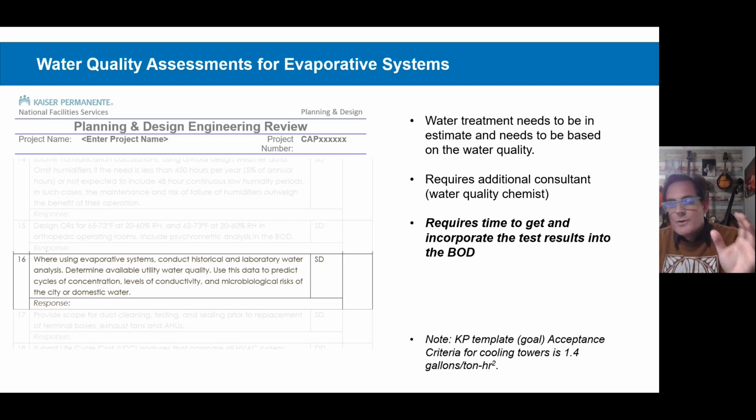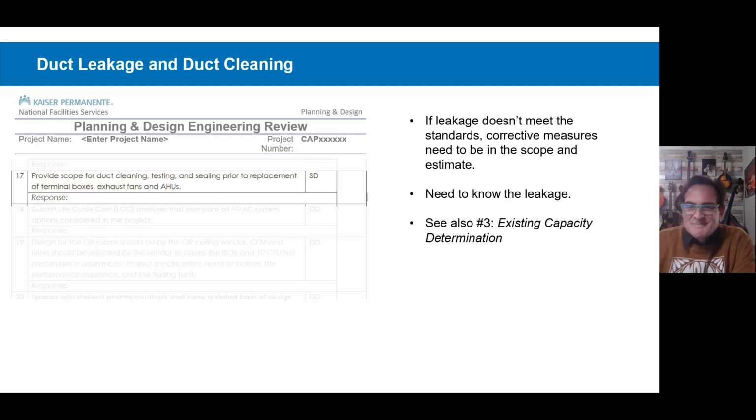But any water treatment plans that you have need to be based on water quality. It sounds so obvious when you say it out loud, right? Any water treatment plans that you have need to be based on water quality, but yet 90% of the time, we wind up making this comment.